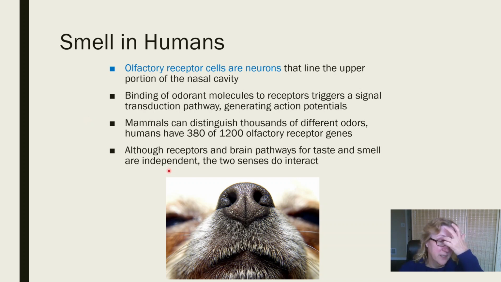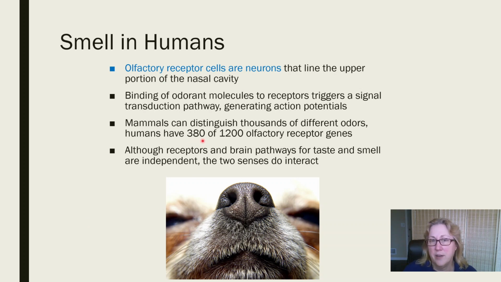We don't have a very good sense of smell. Of the 1,200 different olfactory receptor genes that have been identified in mammals, we only have about 380 of them. The rest of the genes, they're there in our genome, but they're mutated and inactivated. They're what we call pseudogenes.